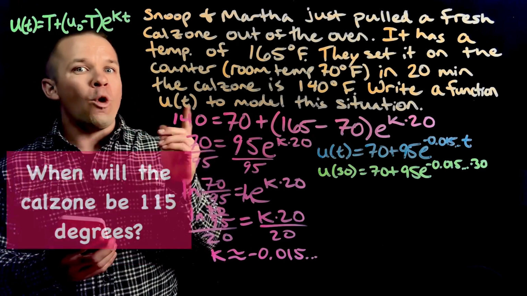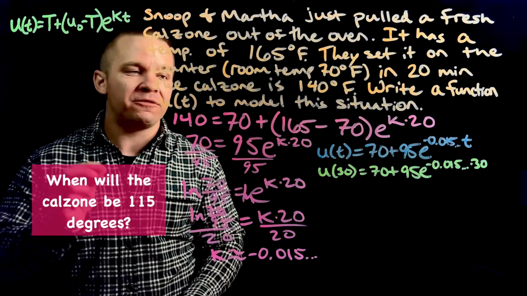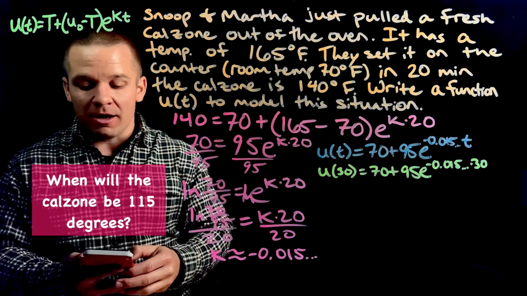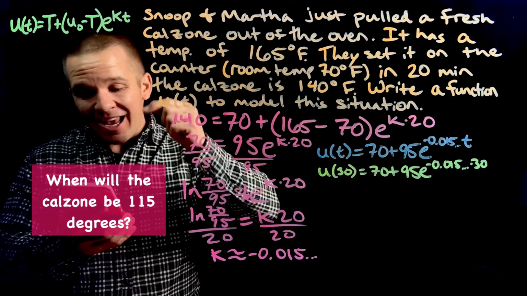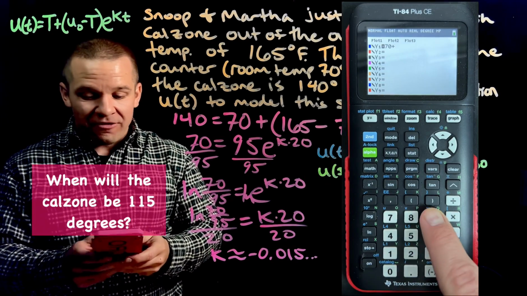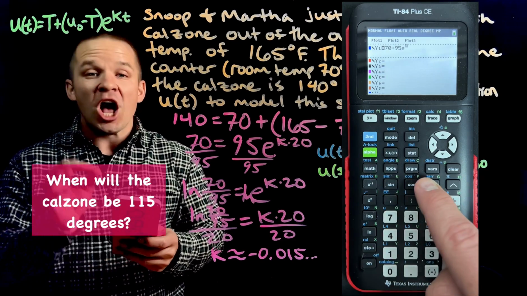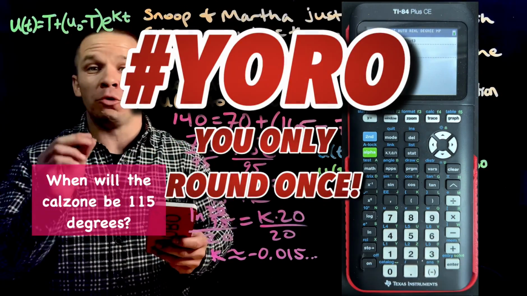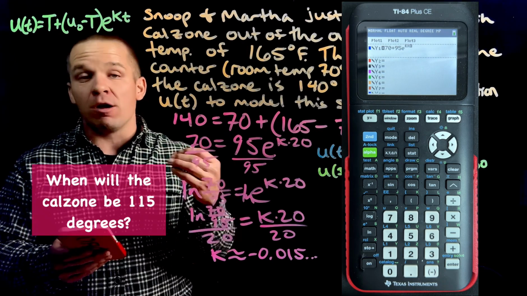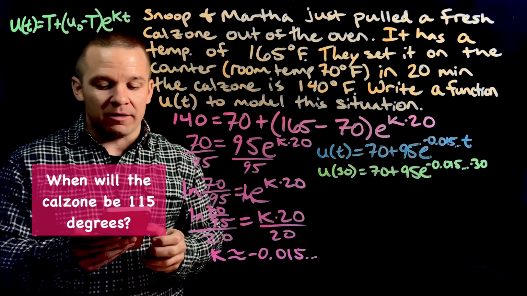What if I wanted to know when it's going to be, how about 115 degrees? So when is it going to be 115? Well, what I can do is plug this into my graphing calculator. I'm going to set this function into my calculator here. 70 plus 95 e raised to the, put the K in there, so that way it's unrounded. You only round once. Throw that K up there. And then it's going to be an X because that's my variable. So T will be my X here.